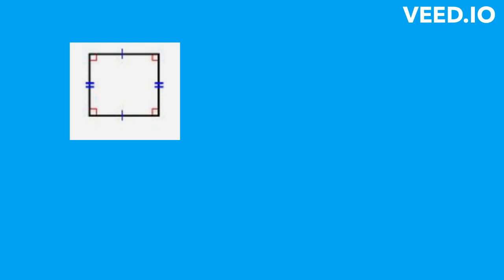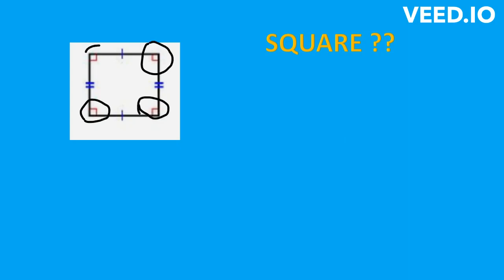Now, what figure is this? Is it a square? Looks like it is a square, but it is not. Because there are right angles, agreed. A square has right angles, but all the sides equal? No. Only the opposite sides are equal, which happens in the case of a rectangle only, where opposite sides are equal and parallel.